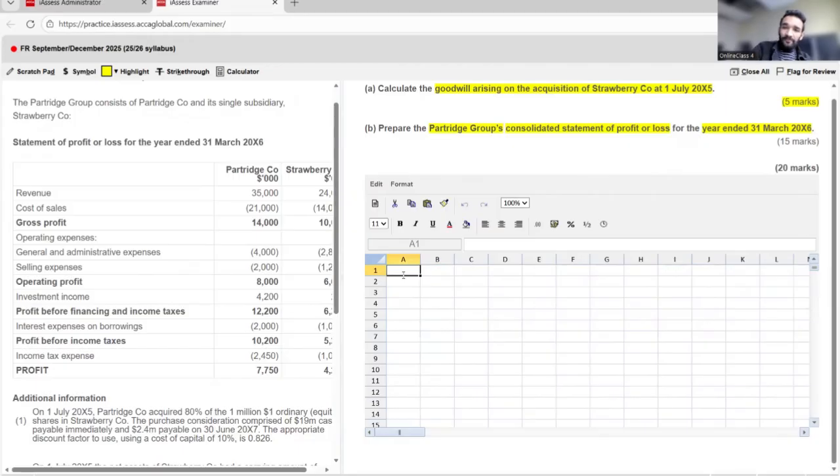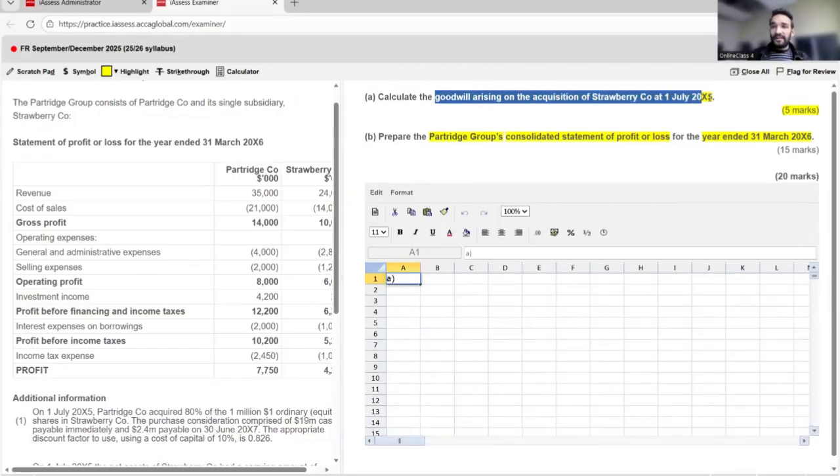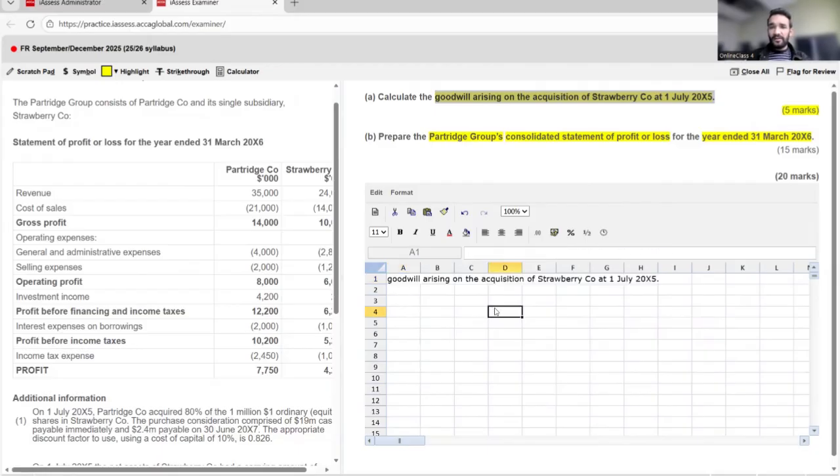Okay, so first of all, requirement A is about goodwill arising on acquisition. So just Control C. If you are very good at it, fine; if you are not good at all, you can simply write it this way as well. It's up to you.